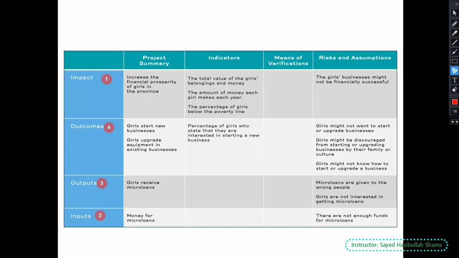For example, when we implement a project, after the implementation of the project, we measure our impact. So what will be the risk and assumption? So it's very important to understand all these types of risk and assumptions in our projects. So thank you for watching.